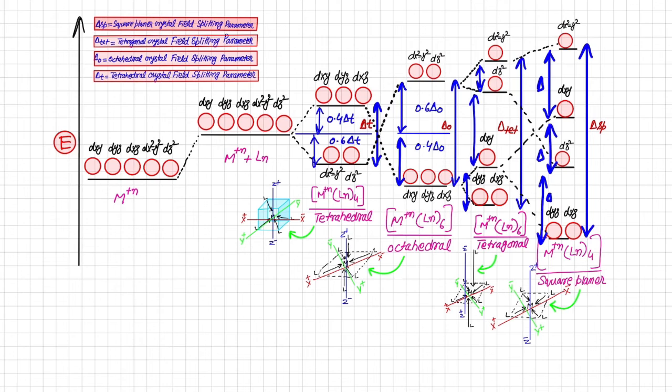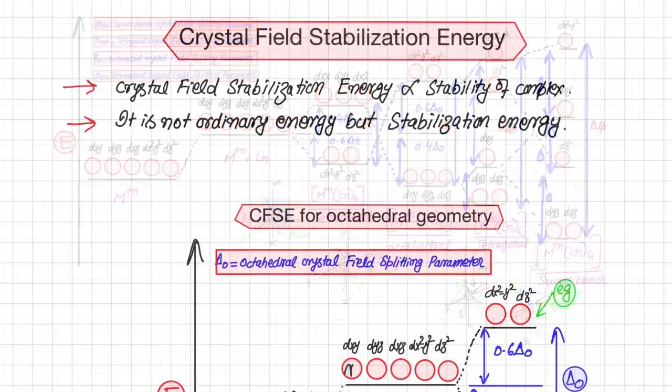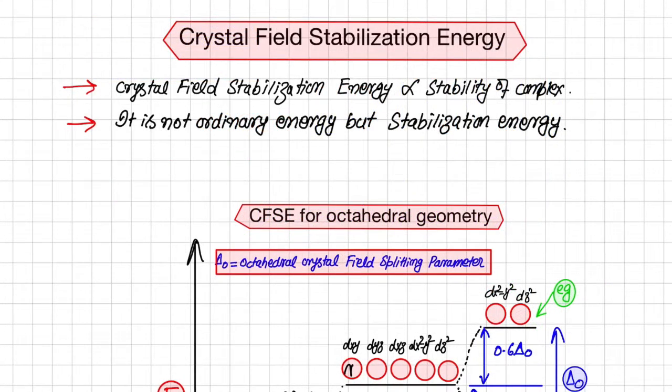In the previous lecture, we discussed crystal field splitting for various geometries including tetrahedral, octahedral, tetragonal and square planar geometries. If you want to know all about that lecture, please go to my channel, and in the playlist section select coordination chemistry, and you will find all the lectures related to coordination chemistry including this lecture. In the current lecture we will discuss crystal field stabilization energy.